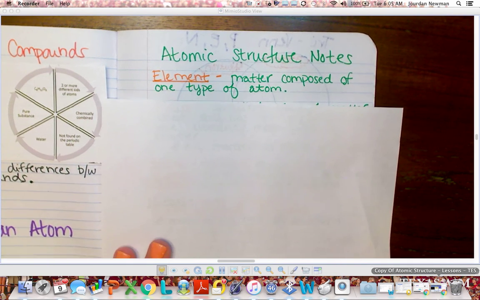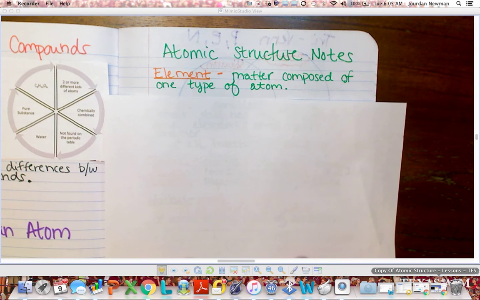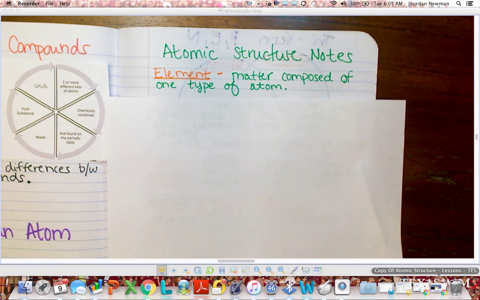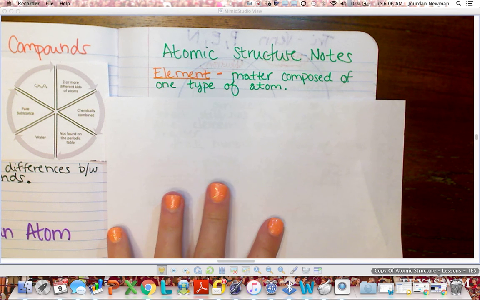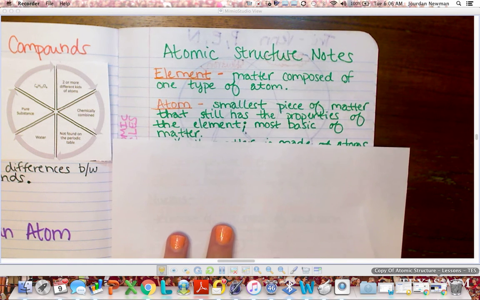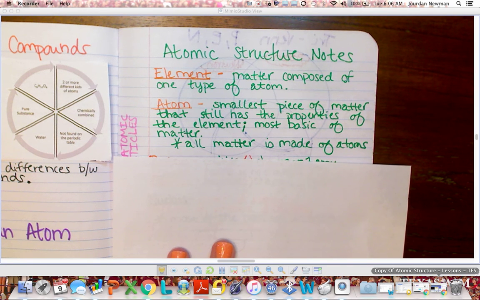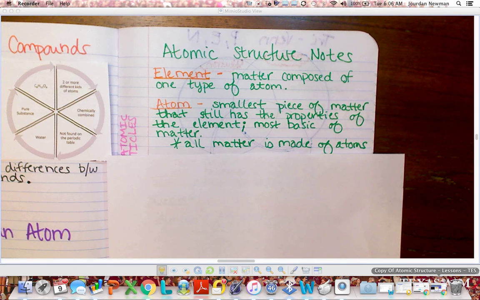So again, we start with element. An element is matter composed of one type of atom, excuse me. And remember again, we find all of our elements on the periodic table of elements that we have in our journal. An atom is the smallest piece of matter that still has the properties of the element.